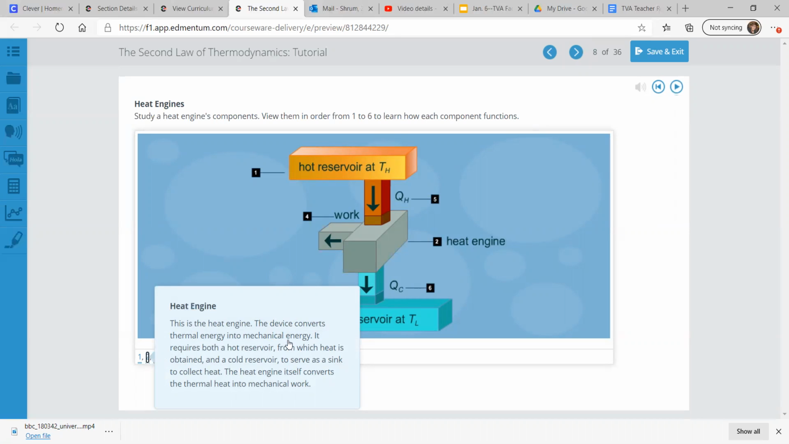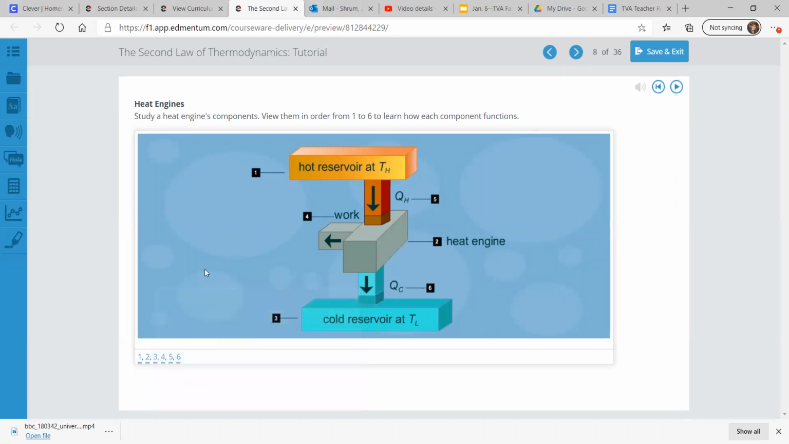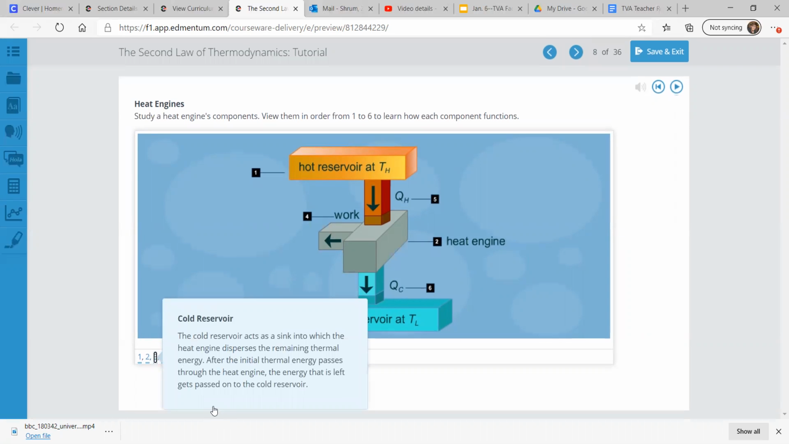It needs both hot and cold reservoirs. The heat is obtained from that hot reservoir. And then the cold reservoir is a sink where it collects heat. The heat engine itself converts the thermal heat into mechanical work. The cold reservoir acts as a sink. And a sink is something that attracts heat from a hotter reservoir. After the initial thermal energy passes through the heat engine, the energy that is left gets passed on to the cold reservoir. So what doesn't get converted to work gets passed on to the cold reservoir.